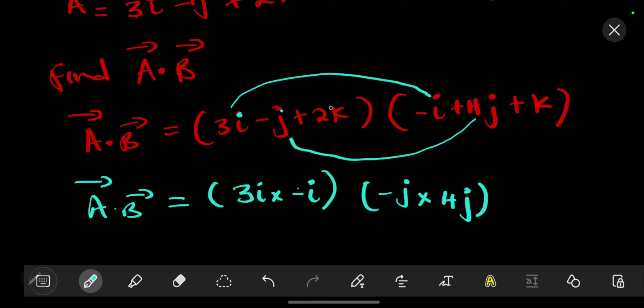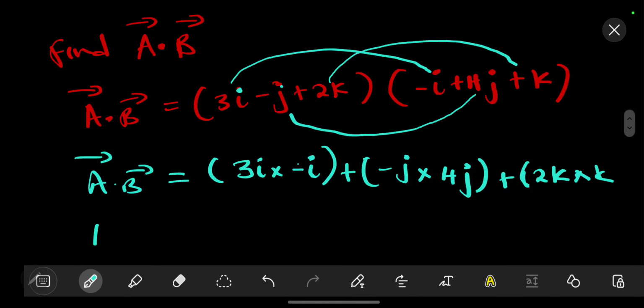Then finally, we multiply the k's. Then this will be plus. We are going to show whatever sign is there, so we have plus, plus. Then at the end we are going to have our 2k times our k, like that. So we are going to have our A dot B should be equal to.